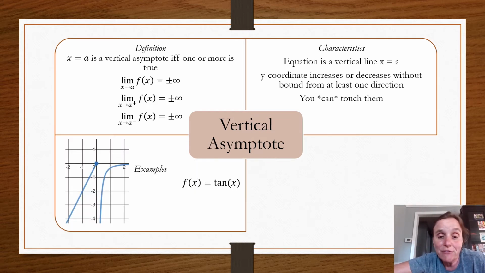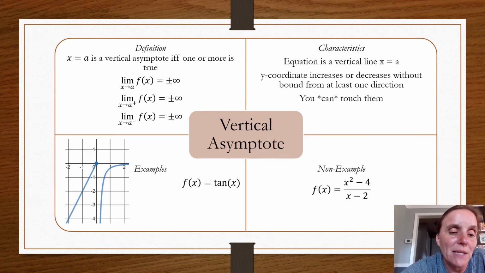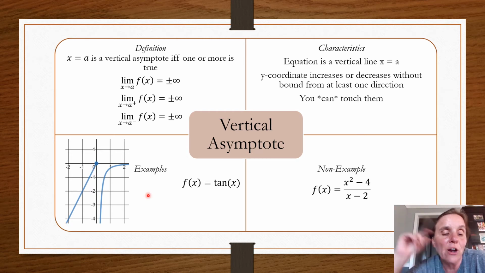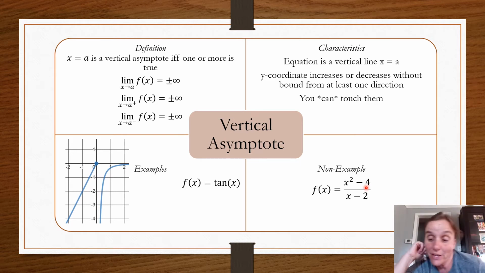Here's an example of a graph that touches its vertical asymptote. There's a vertical asymptote here because as x approaches 0 from the positive direction, our function is shooting down towards negative infinity. But as x approaches 0 from the negative direction, our function is approaching 0, and it actually has a value of 0. So it's touching its asymptote at that point.